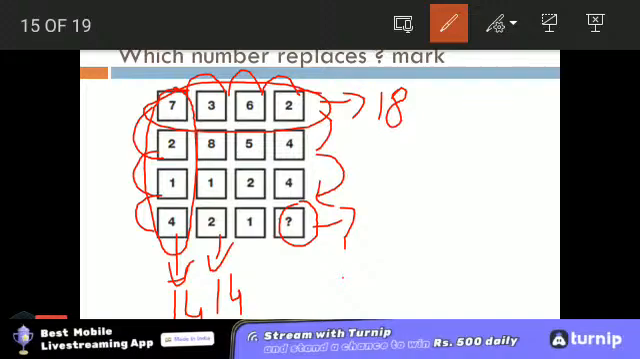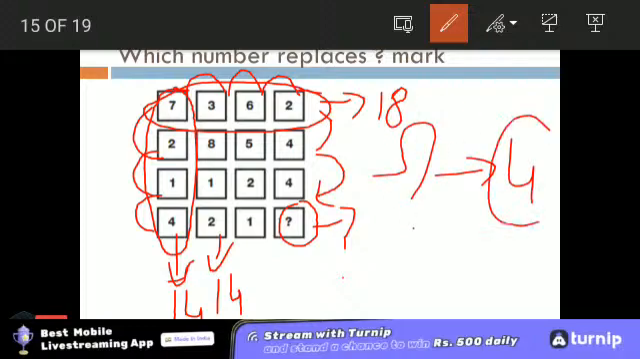So which number must be added to 10 so that the answer turns out to be 14? The question mark is none other than the number 4. So you need to be careful: the question mark is replacing the number 4.